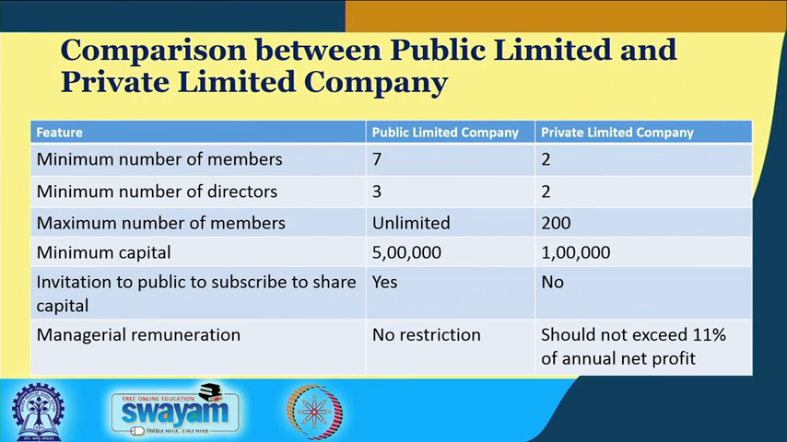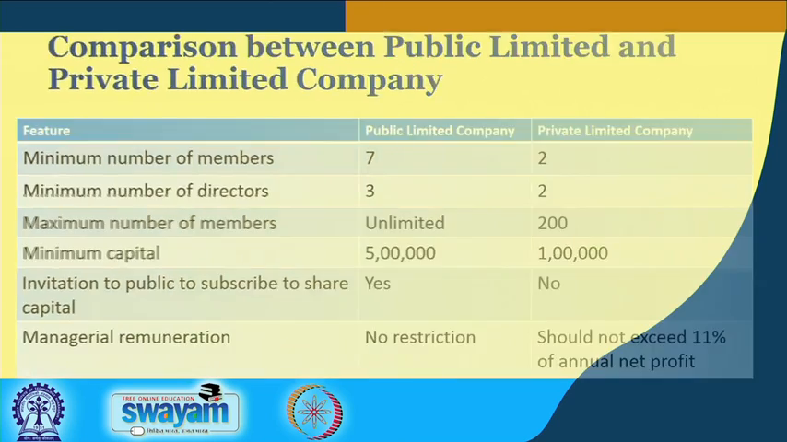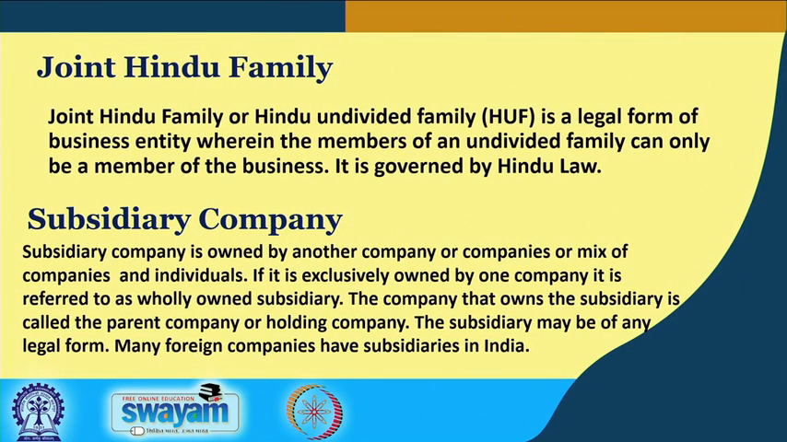Minimum number of members is 7 in public limited, 2 in private. Minimum number of directors is 3, while it is 2 there. Maximum number of members is unlimited for public limited, 200 in private limited. Minimum capital is 5 lakh rupees, while minimum capital there is just 1 lakh rupees. I think other major things are kind of understandable.